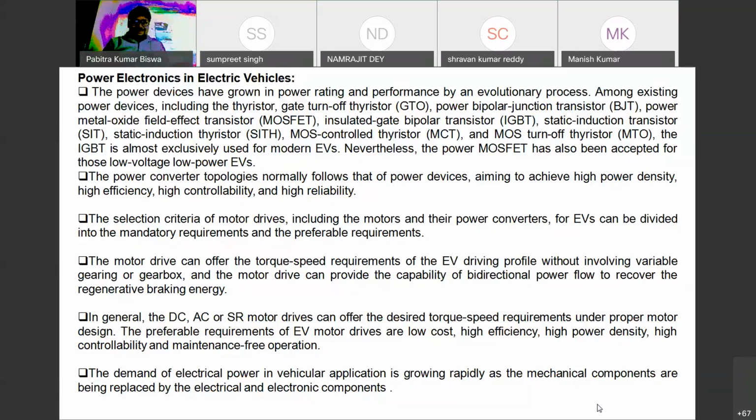And the selection criteria of motor drives, including the motor and their power converter, have to be selected according to the drive of the system. Which type of drive you have to use? Using that, you have to select the power modulator or power converter.